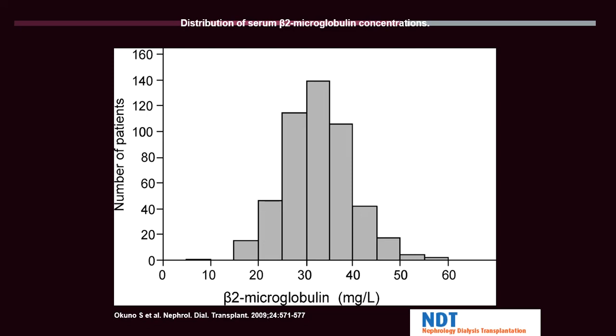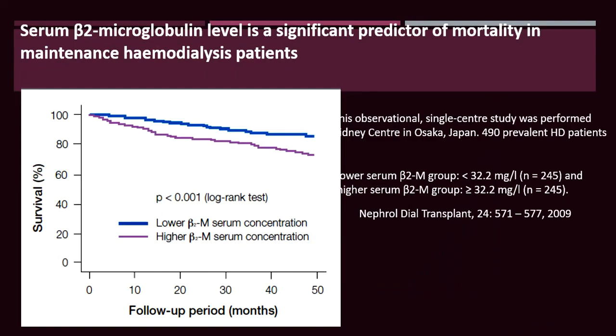With a level below 20, survival is improved, and with a level above 30, the relative risk of death increases. So we can check our patients with the pre-dialysis beta-2 microglobulin level. If it's below 20, it's a good marker. Beta-2 microglobulin level is a significant predictor of mortality in maintenance hemodialysis patients.